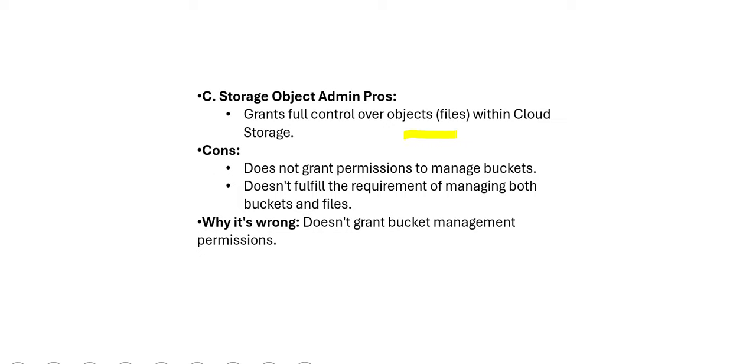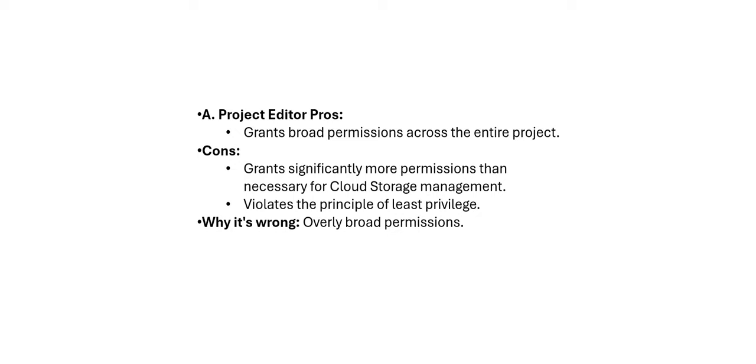Your mom told you to go downstairs and bring vegetables and fruits. You went and only bought vegetables. Who will bring the fruits? You are not bringing fruits. You only bought vegetables. This is similar to that. You have only done half of what was required. You have not fulfilled the requirement of bringing the fruit, that is, granting bucket management permissions. You have not done it. So this is wrong. Okay, let me also explain other options.